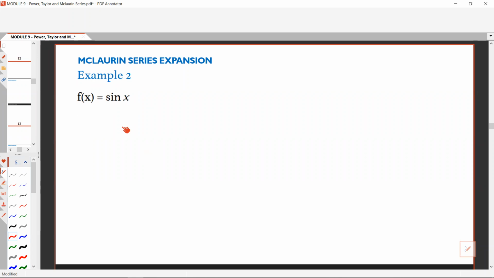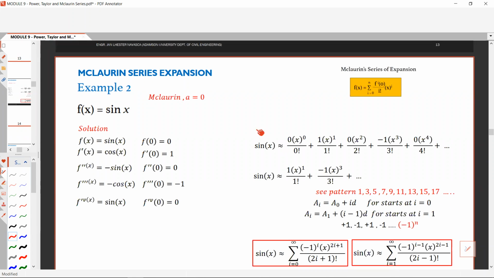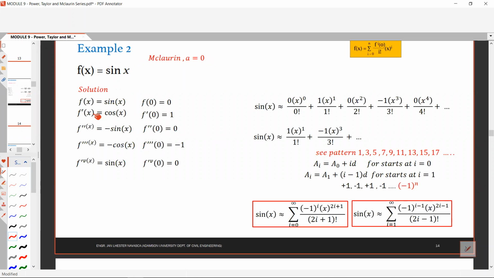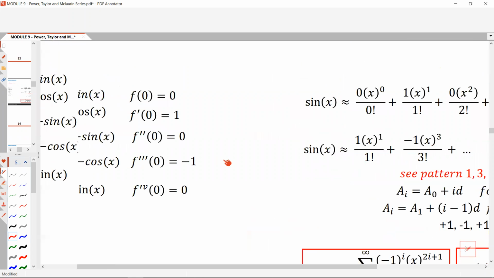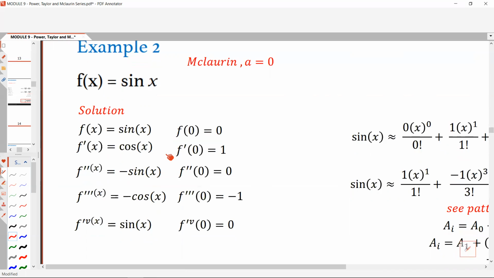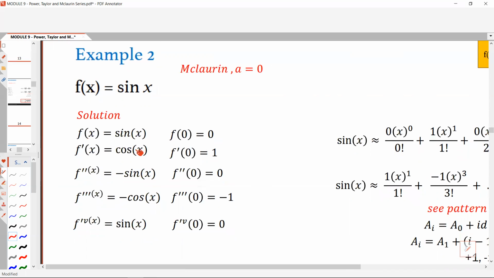Let's solve sine x. Never mind this for now, we will work on the side. This is our first move: find a pattern of f of x, f prime of x, and so on.